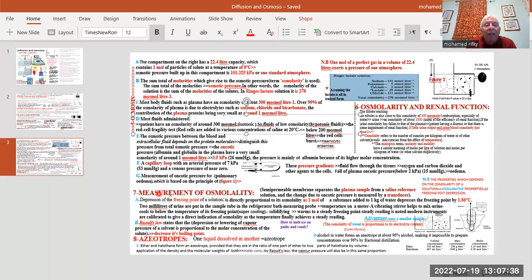The seventh point is measurement of osmolality. Of course, osmolality is different from osmolarity, and this is analogous to molality and molarity. You see, molality is where you put the solids in 1 kilogram of liquid, so it's not affected by temperature. But molarity is where you put it in a volume of 1 liter, so it is affected by temperature.